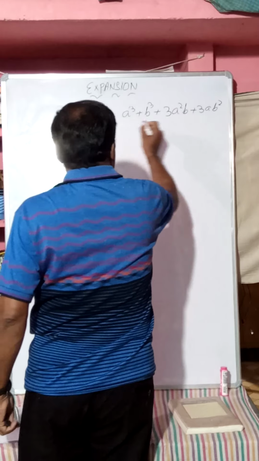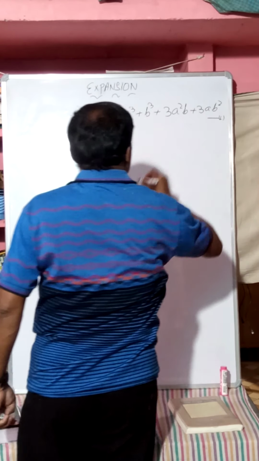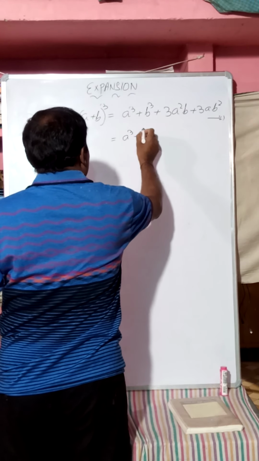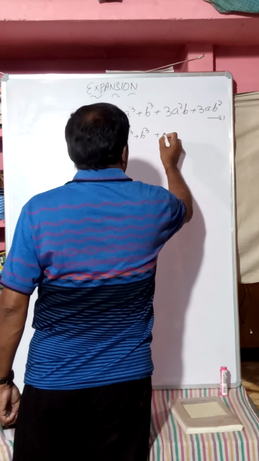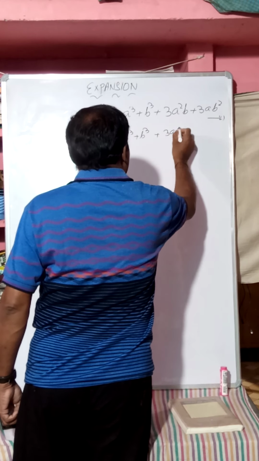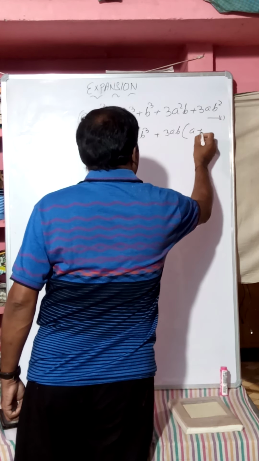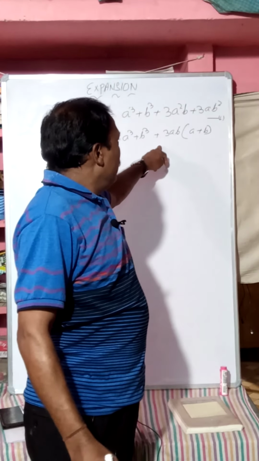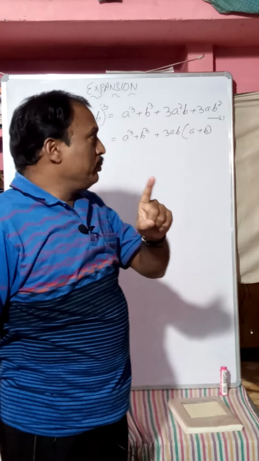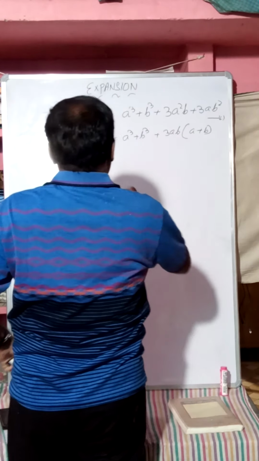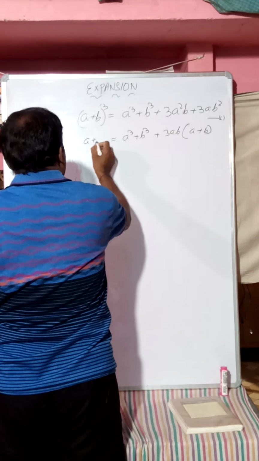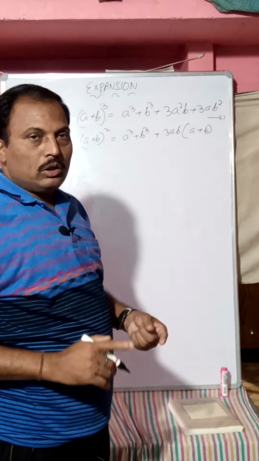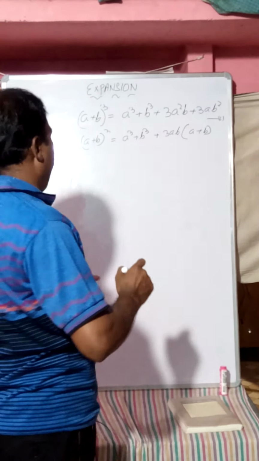This is formula number 1, and the second is a cube plus b cube plus 3ab whole into (a plus b). This is another step. The first step is the first formula. Now look at the second step. (a plus b) whole cube is equal to a cube plus b cube plus 3ab into (a plus b).